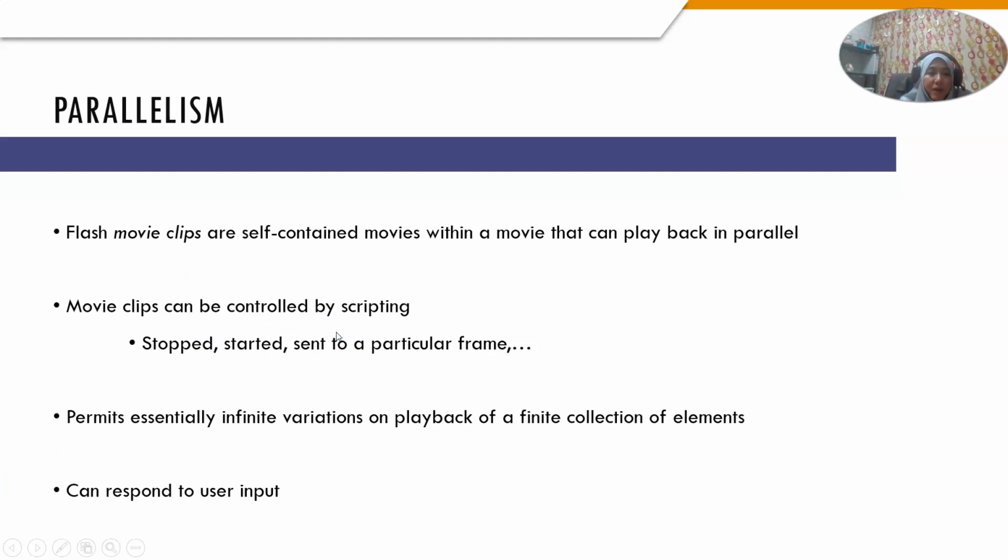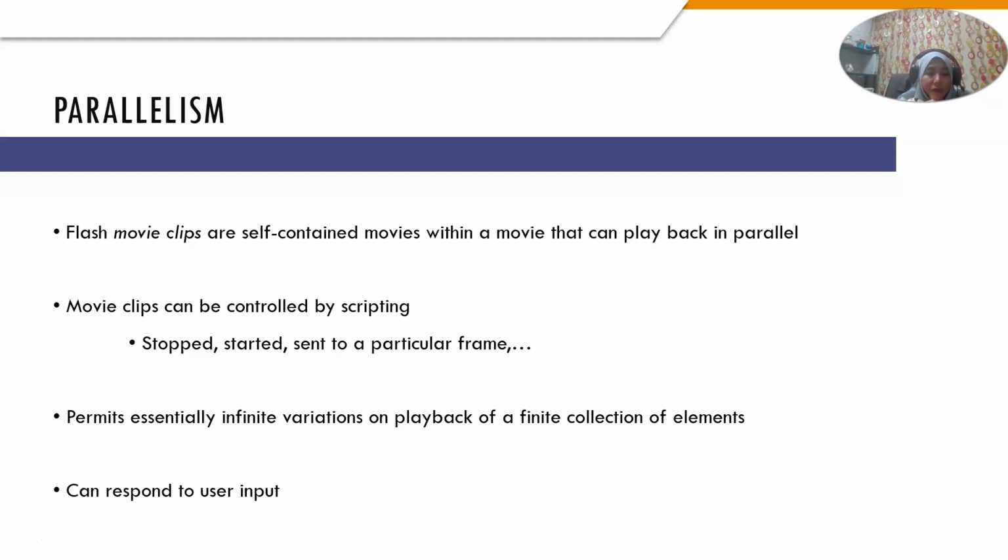And then we have parallelism, parallel sessions, where at the same time it will play back in parallel, with two things running at the same time.